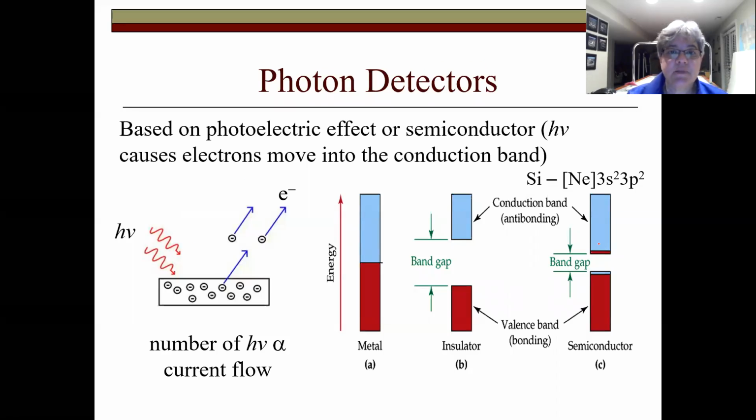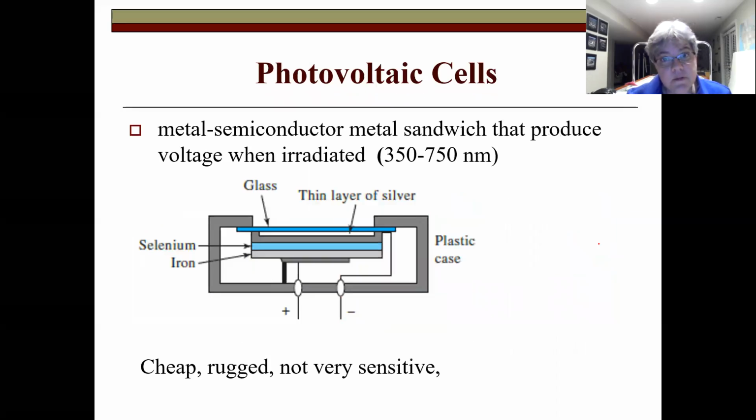Okay, so let's look at the specific detectors. So the first one's called a photovoltaic cell. Sometimes they're called photocells.